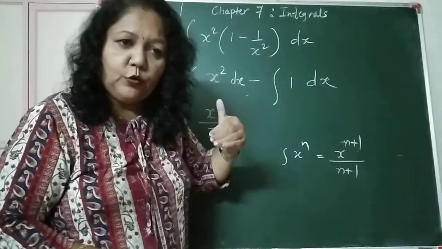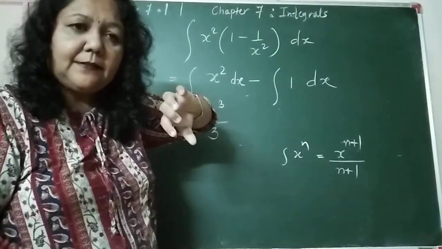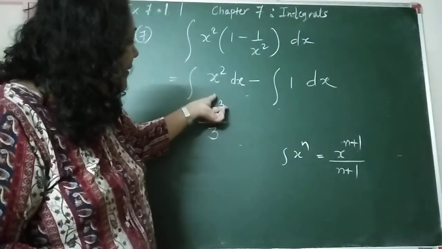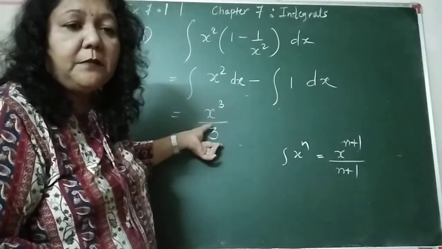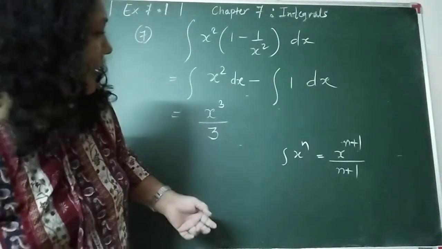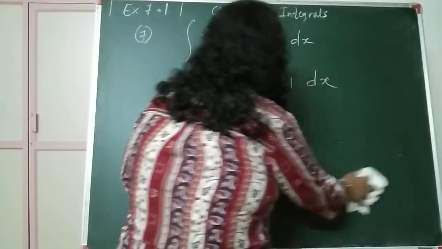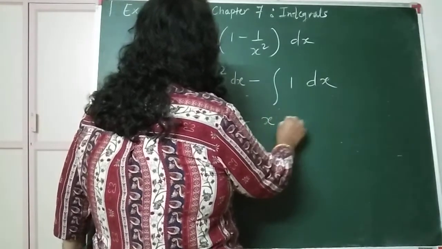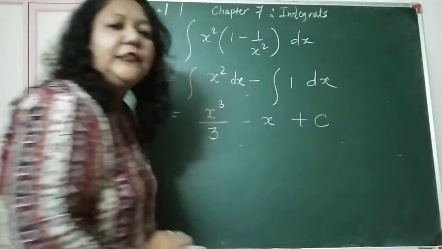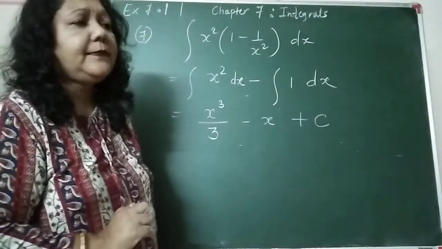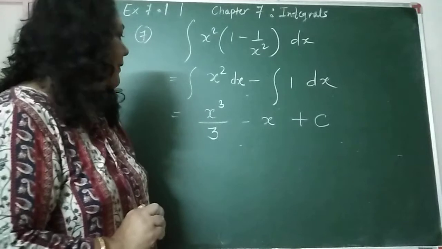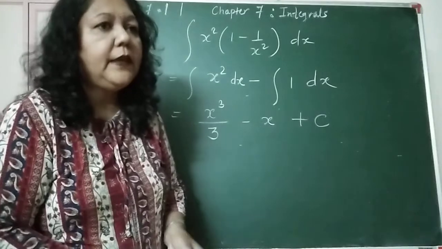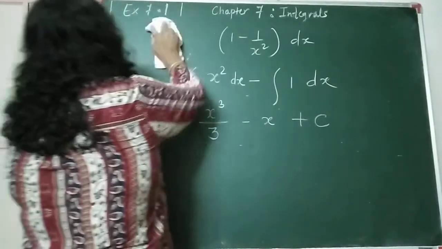Differentiation में power कम होता है और ऊपर वाला number आगे रखते हैं. Over here power will increase by 1, and whatever is the answer, that number you will divide by that number over here, right? Exactly the reverse thing is happening over here. Now integration of 1, so I had already told you that integration of 1 is going to be x, and last में हमें constant of integration को add करना है over here. तो x cube upon 3 minus x and then plus c. Okay, now we'll go to the next question, that is question number 8.